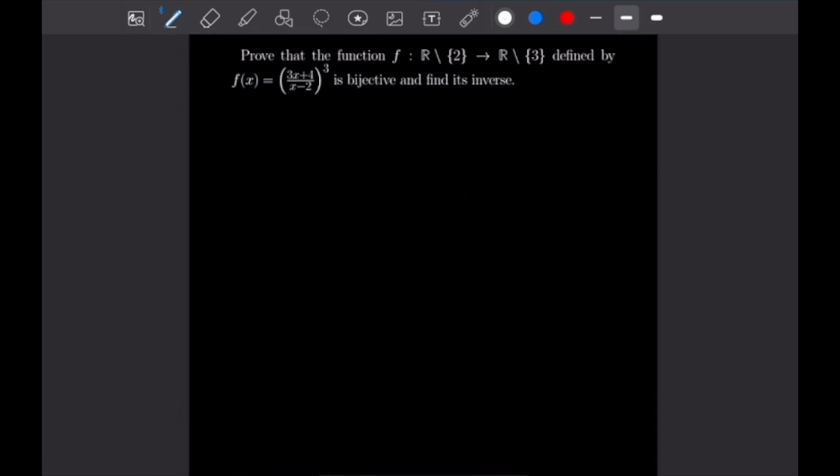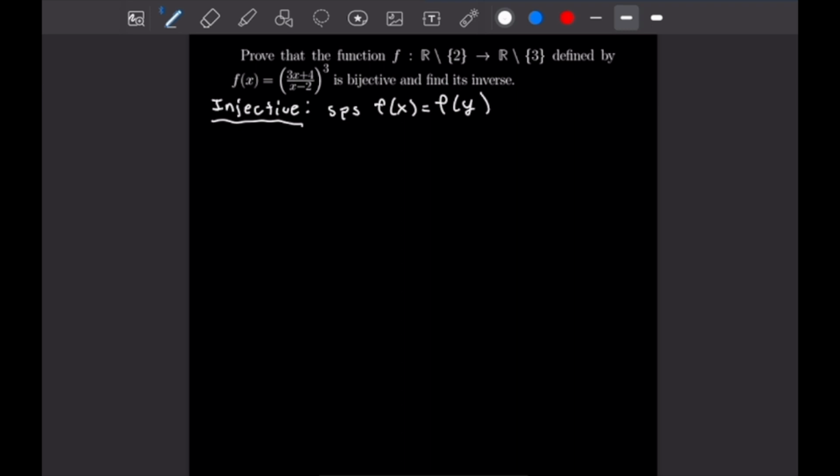So for this one, we want to prove that the function, which is defined in the following way, f goes from R set minus 2 to R set minus 3, which is defined as f of x is equal to the quantity 3x plus 4 over x minus 2 cubed, and we want to show that that is bijective and find its inverse. So to start, let's start by proving that it is injective. Great. So when we're trying to prove injectivity, once again, we are going to suppose that we have f of x is equal to f of y.